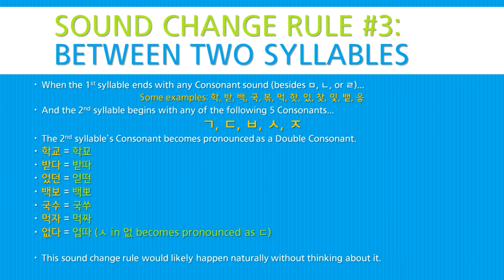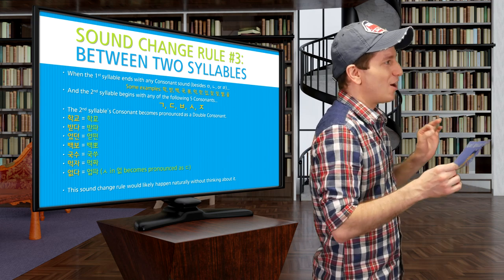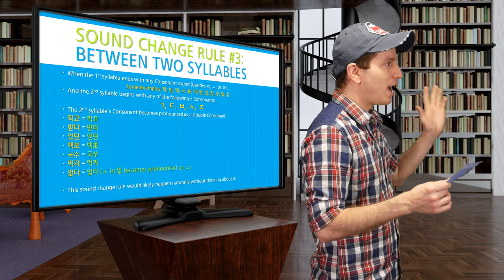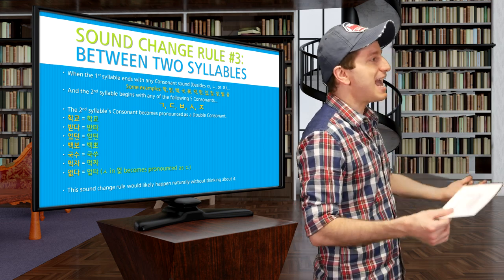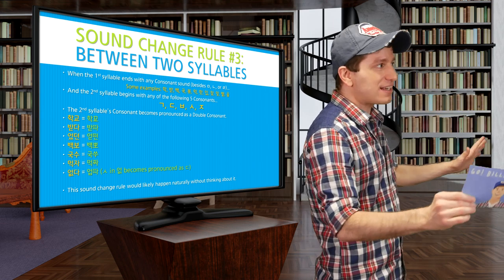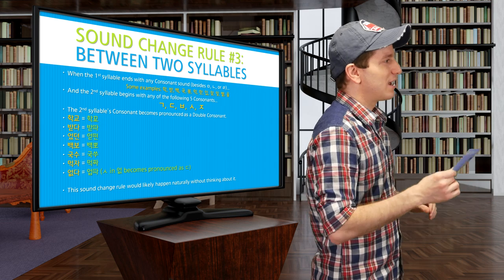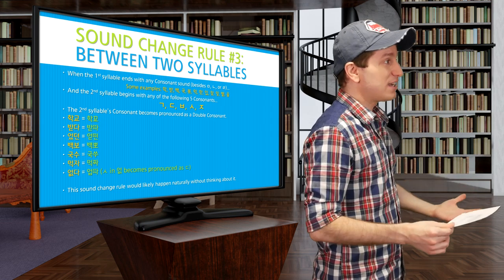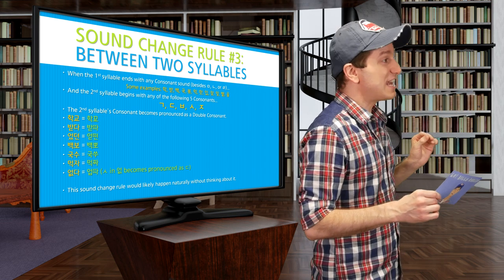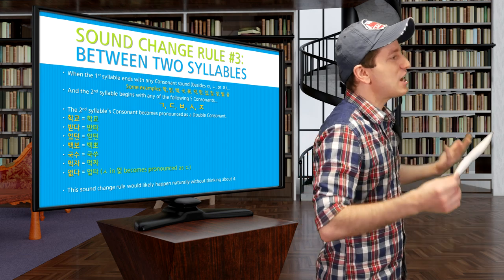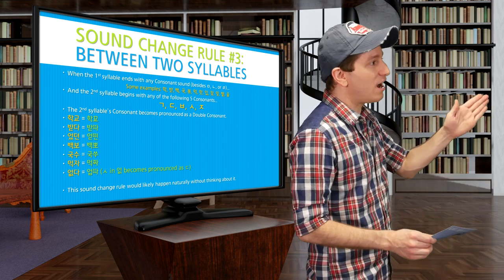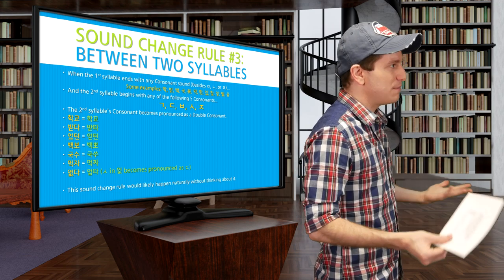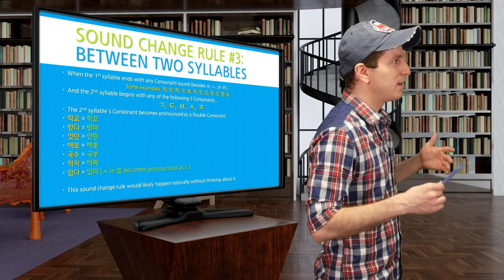So, anytime it could become a double consonant, because those are the only five that can become double consonants, and it's following another syllable that ends in a consonant, it will become that double consonant. So here are some examples. The first one, I'll say it slowly. 학교. If you try to say this at any normal speed, you will naturally, automatically apply, without thinking, this rule. Notice that it becomes 학교, with a strong consonant, without even thinking of it. Just naturally, because of what happens when you have one consonant before another, it naturally adds stress, making it into a double consonant.